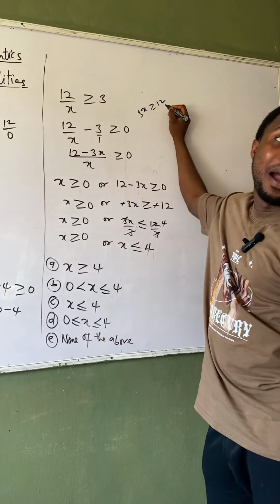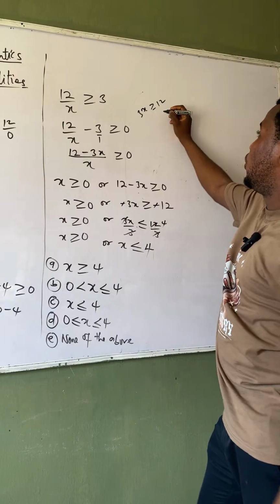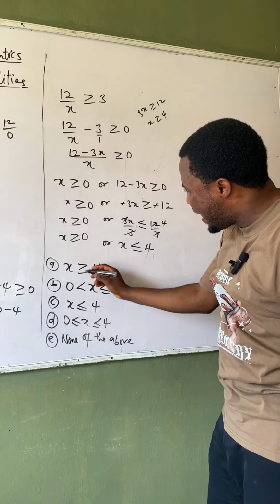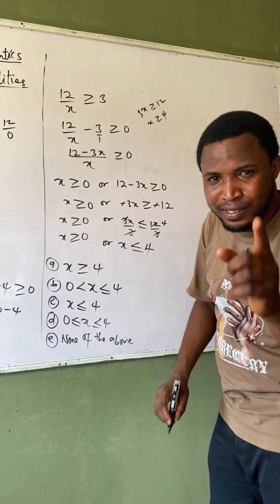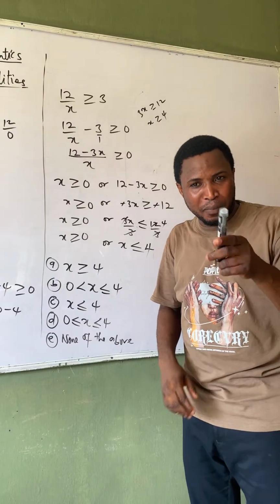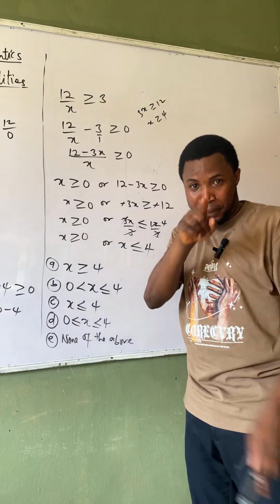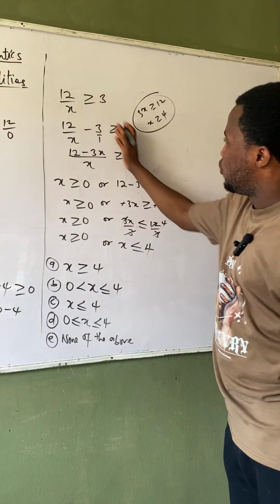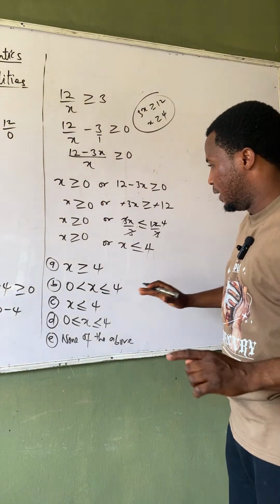Here we divide both sides by 3. What's your x? s will be greater than or equal to 4. Option E is not correct because you didn't follow the procedure. That's why today's class is very important for somebody like you. You have to follow the same process and then you are good to go.